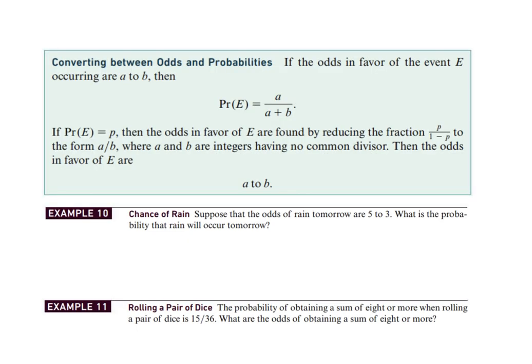All right, converting between odds and probabilities. These are very related things, but they are calculated slightly differently, and we need to make sure we understand that difference. If the odds in favor of the event E occurring are A to B, then the probability of E equals A over A plus B. As we do some examples, you'll make sense of that, and maybe you can make sense of it already. So that's how you go from odds to probability. Now to go backwards, if you have a probability P, then the odds are found by reducing the fraction P over 1 minus P.